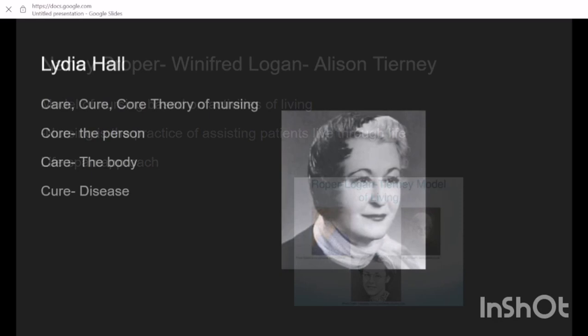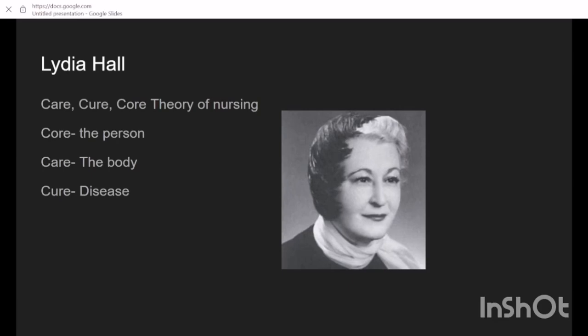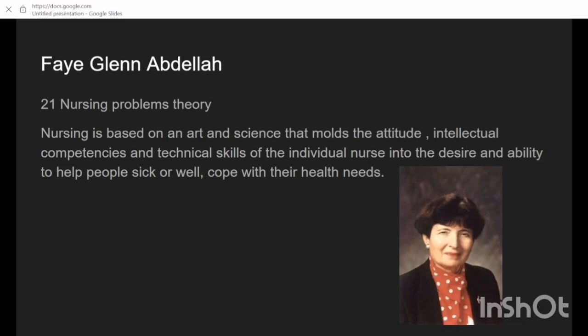Lydia Hall, Care, Cure, Core, Theory of Nursing. Core, the person, care, the body, cure, the disease. Faye Glenn Abdellah, 21 Nursing Problems Theory. Nursing is based on an art and science that molds the attitude, intellectual competencies, and technical skills of the individual nurse into the desire and ability to help people, sick or well, cope with their health needs.